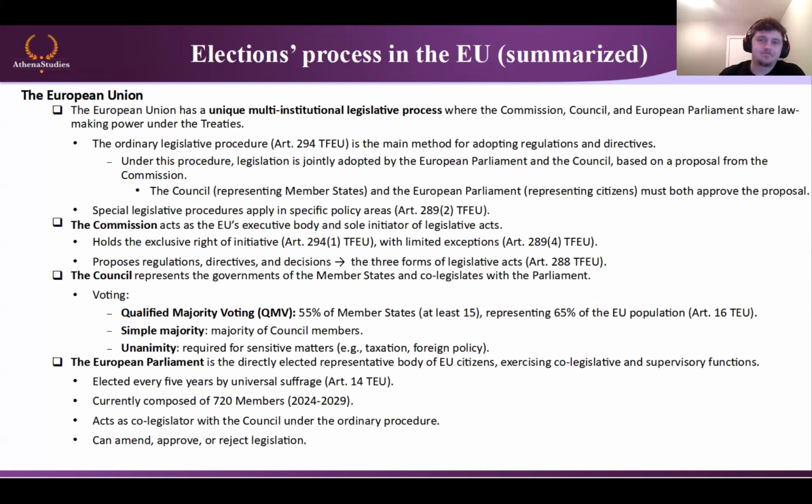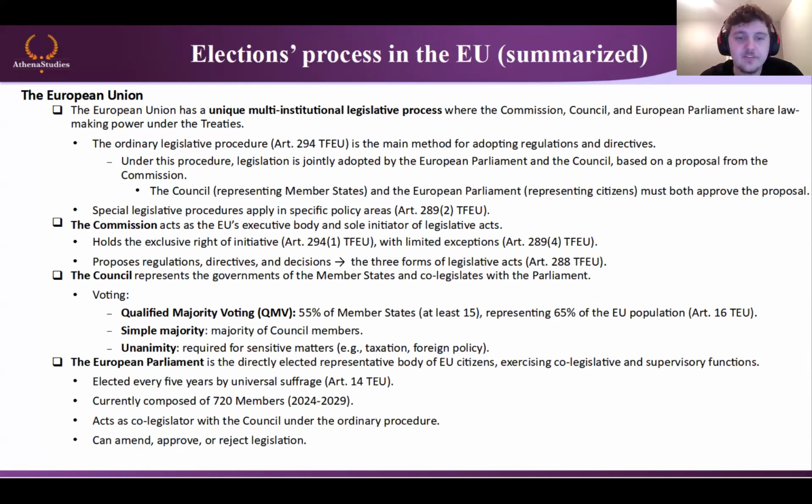The Council represents the governments of the member states and co-legislates with the Parliament. So the voting may be either qualified majority voting, QMV, so 55% of member states, or at least 15, representing at least 65% of the EU population. Or simple majority, majority of Council members, or unanimity, which is required for sensitive matters, so taxation and foreign policy.